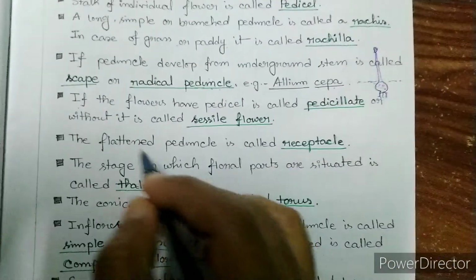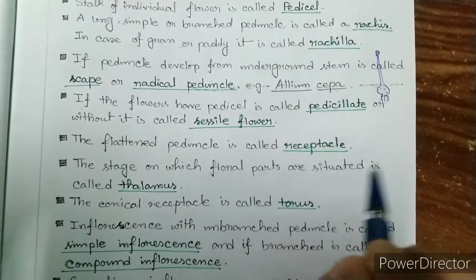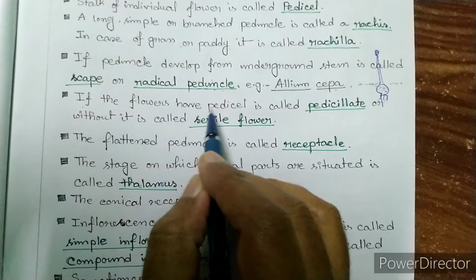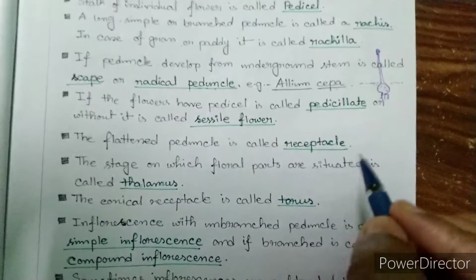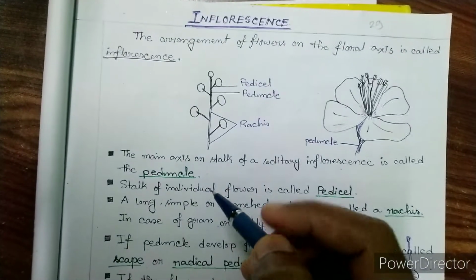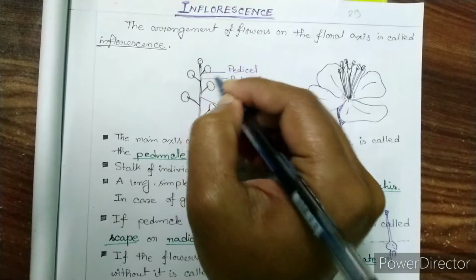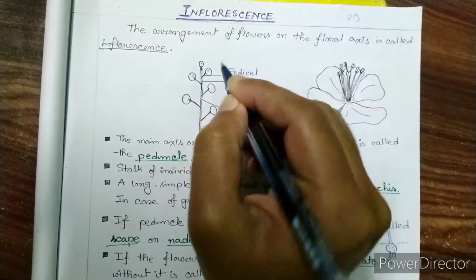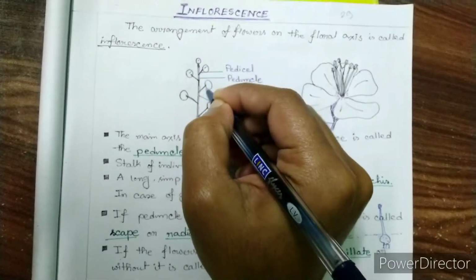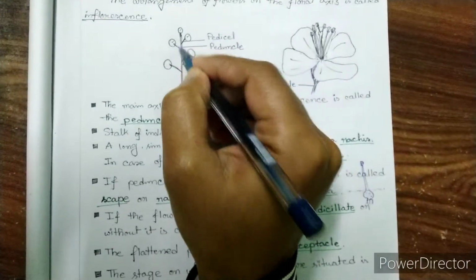Okay, next we talk about pedicellate or sessile flower. What is pedicellate or what is sessile flower? When the flowers have pedicel, it is called pedicellate flower. If you look at this picture, this one is a flower, this one is a flower, this one is a flower, so you can decide that each flower has a stalk, so that is called pedicellate flower because they all have a stalk.